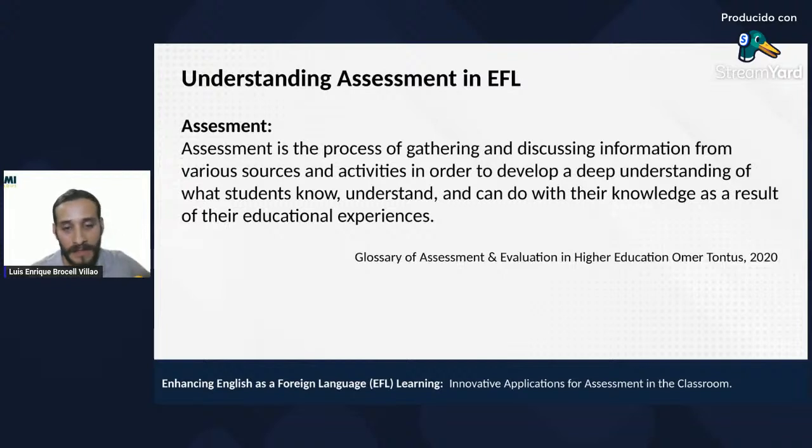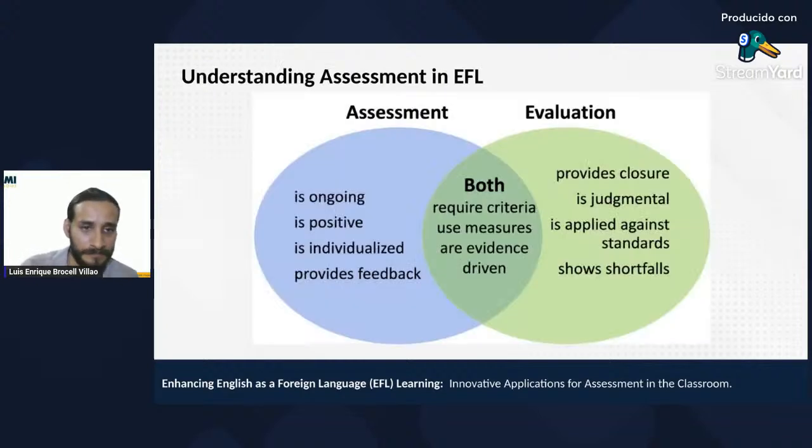Understand and can do with their knowledge as a result of their educational experience. Assessment is more for the teachers than for the students. It's the way that we are sure of what we are teaching. If we teach, for example, a topic like online dating with teenagers, we must know how they are learning this topic, if they acquire it, and if they can use this topic in their everyday life or context. Okay, let's continue.